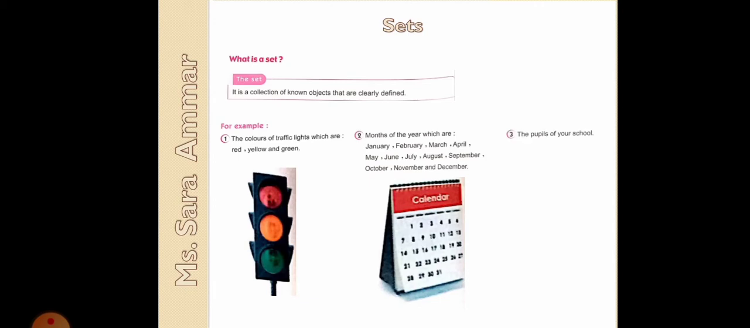Also, the pupils in your school. The pupils in your school are a very big number of students, but we can count them eventually. We can know how many girls are in each class, so we can know the number of all girls in the whole school, right? So this is also a set.